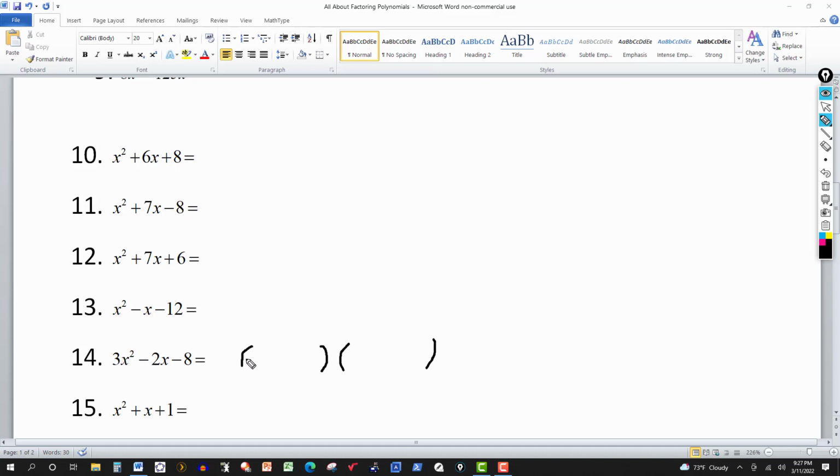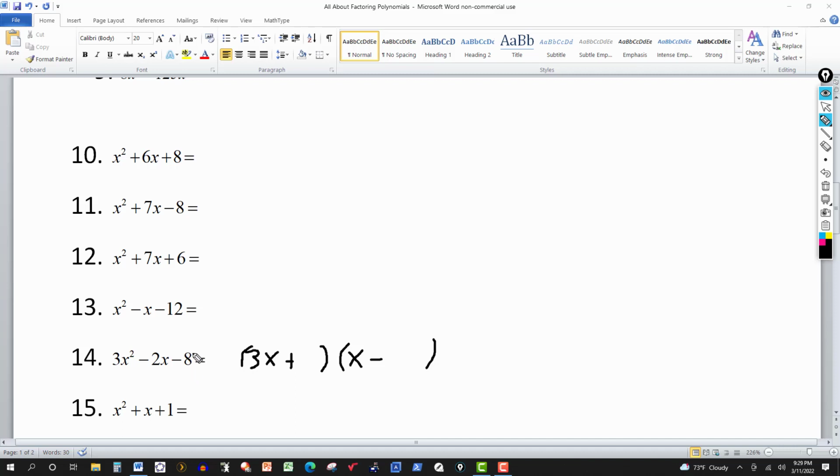3x squared, the only way that's going to factor is 3x and x. That's the only combination. You have to have an x term in each parenthesis, so I can't leave this one 3x squared and this one 1, it's not going to work. So there we have it. And the third term is negative, so I know these signs are going to be different. So I have to have a plus and a minus, or a minus and a plus.